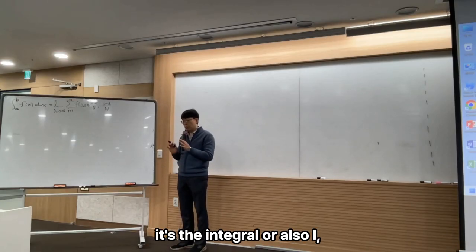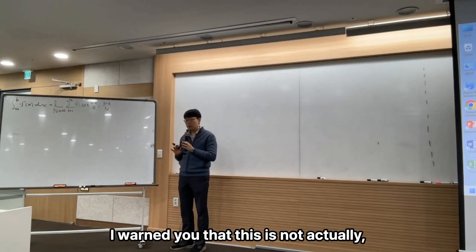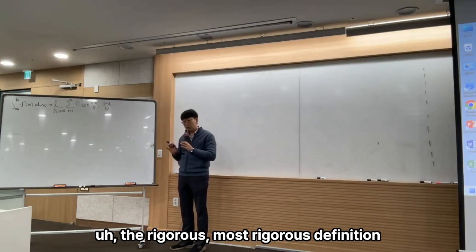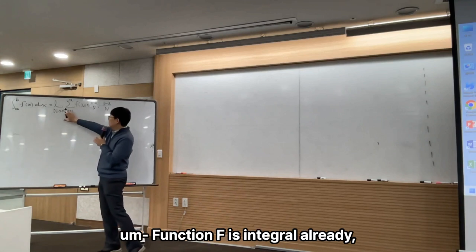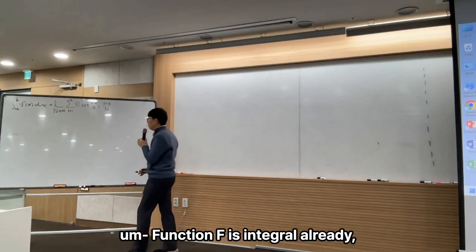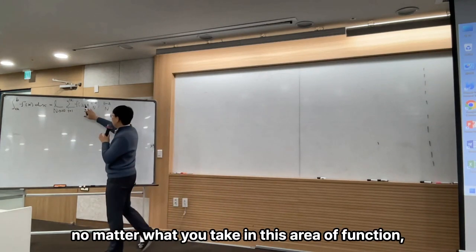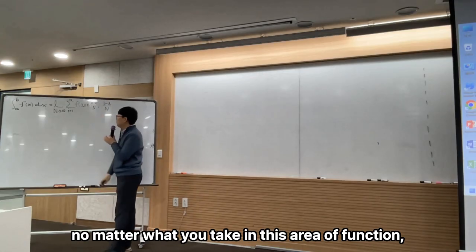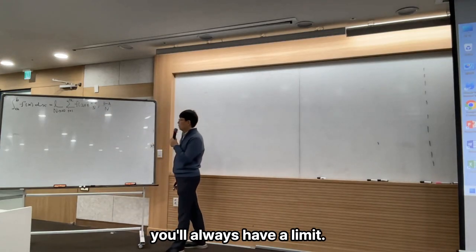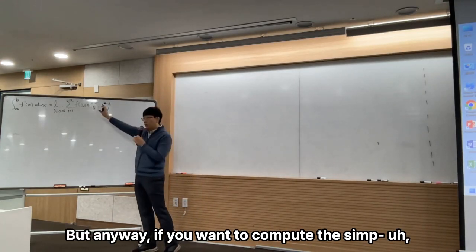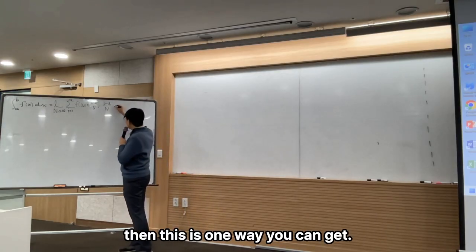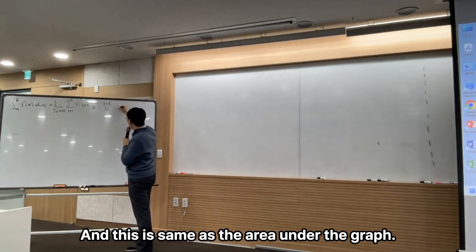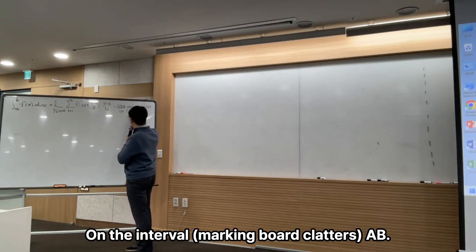I warned you that this is not actually the most rigorous definition, because I'm assuming that this function f is integrable already. If it's integrable, then no matter what sample value of the function you take, you always get the same limit. But anyway, if you want to compute, this is the simplest way, and this is the same as the area under the graph on the interval [a, b].